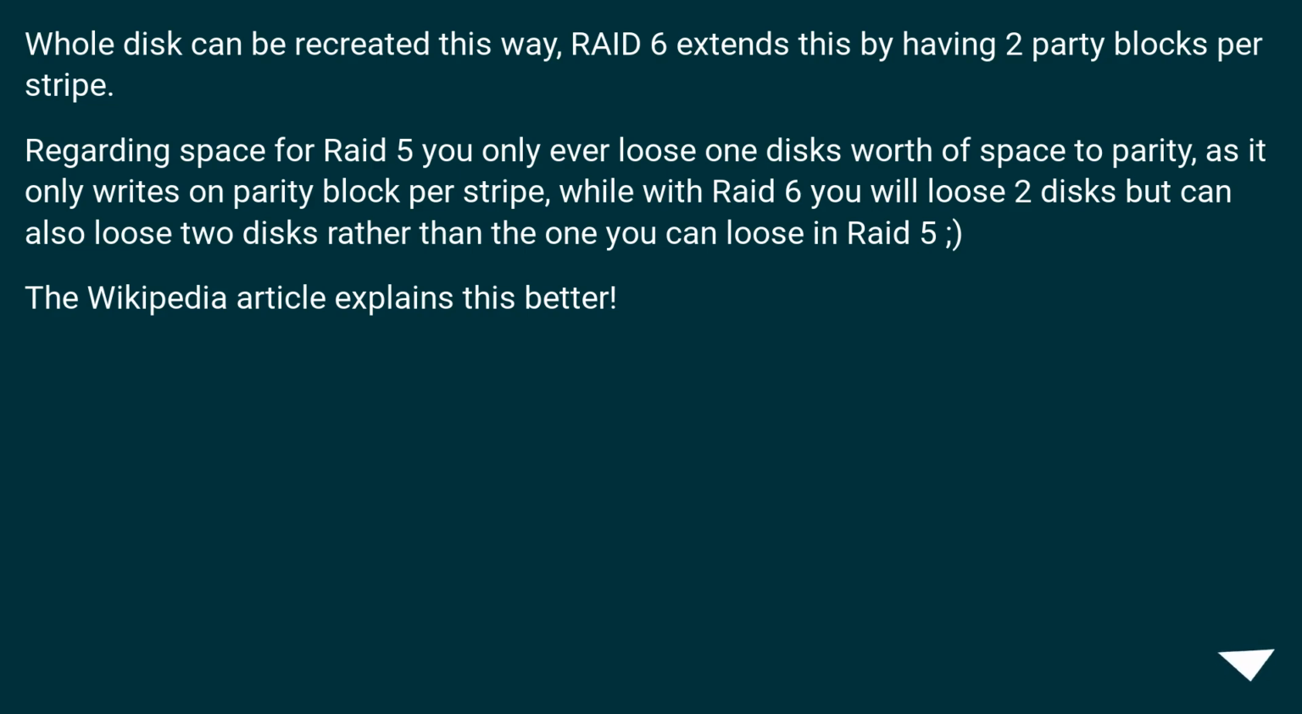Regarding space for RAID 5, you only ever lose 1 disk's worth of space to parity, as it only writes one parity block per stripe, while with RAID 6 you will lose 2 disks but can also lose 2 disks rather than the one you can lose in RAID 5. The Wikipedia article explains this better.